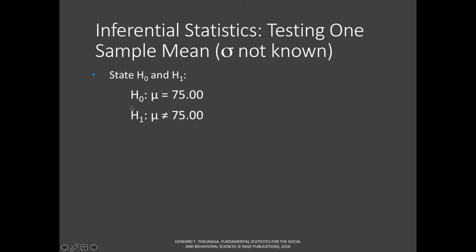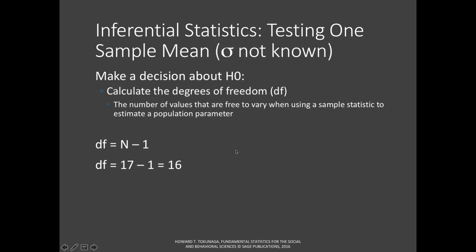Anyway, the null hypothesis is that the population mean is equal to 75, and the alternative hypothesis is that the population mean is not equal to 75. So then we make a decision about the null hypothesis.